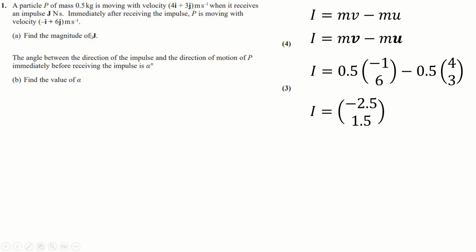We're looking for the magnitude of the impulse J, so we just do this squared plus this squared, square rooted, and we'll get this answer here. So that's a nice, easy start. The angle between the direction of the impulse and the direction of motion of P beforehand is alpha, find alpha.